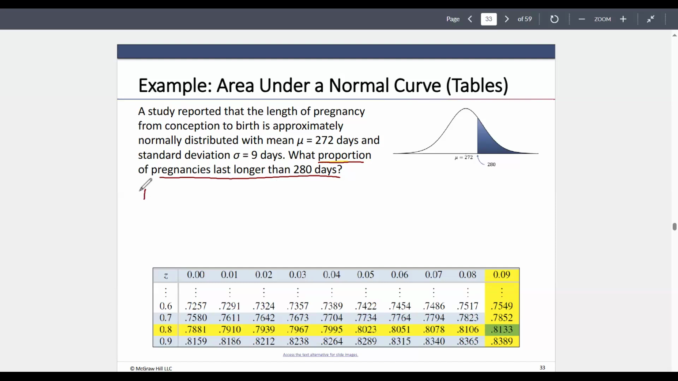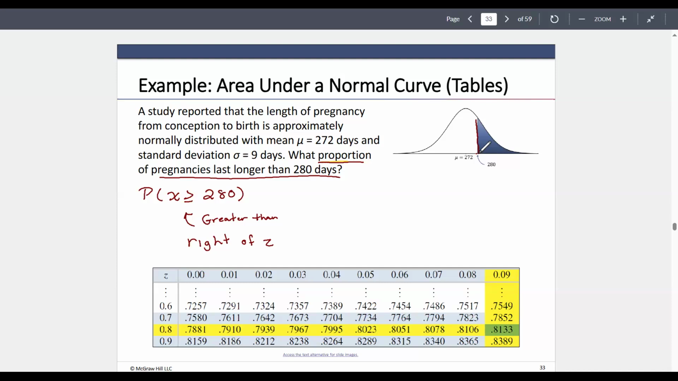So we're looking for longer, so we want the probability that X, which is a length of pregnancy, that if we randomly grab somebody who's pregnant and we record their length of pregnancy, what is the chance that pregnancy is going to last longer, so greater than 280 days? So anytime we talk about a longer than or a greater than, X is greater than, that means that we're going to look at the right of the score. So when we find the Z-score, we're looking to the right of it.